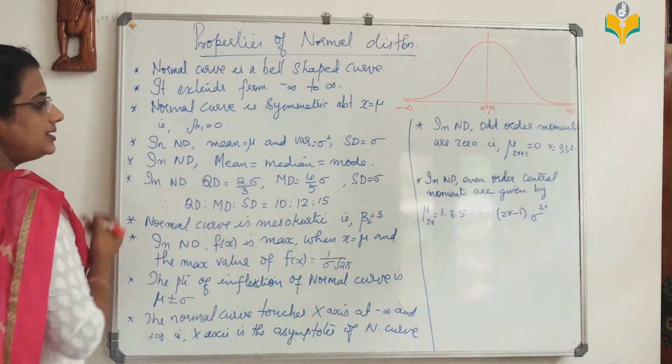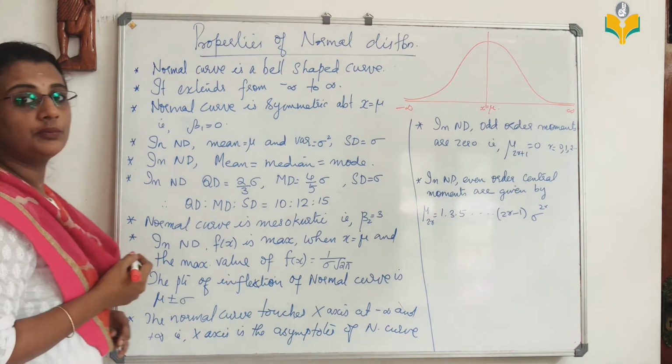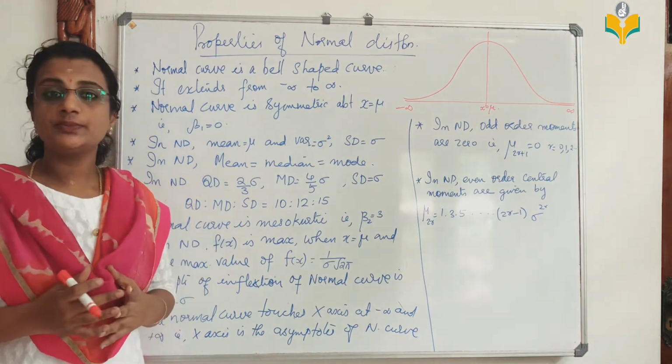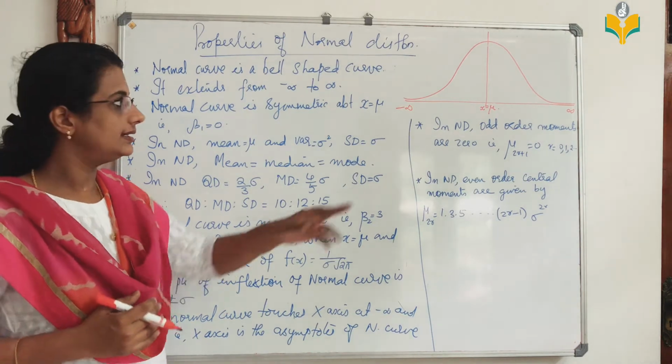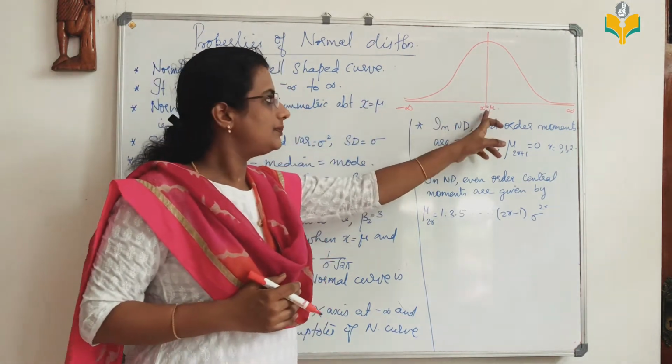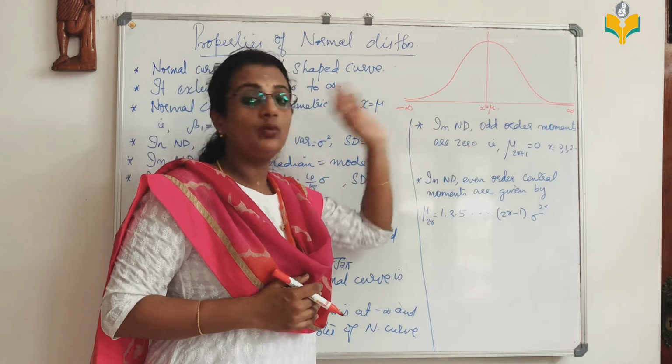Okay. In normal distribution, mean equal to median equal to mode. That is, since the normal distribution is a symmetrical curve, the mean, median and mode coincide at the point here. Mean, median, mode will coincide.